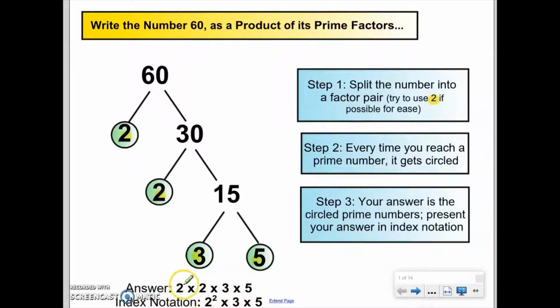And I could also give my answer in index notation. All that means is if I've got two 2's, I can write it as 2 squared, just to look a little bit more mathematical. And this is my final answer. Just make sure you read the question, because sometimes the question will ask for the index notation answer or the index answer.